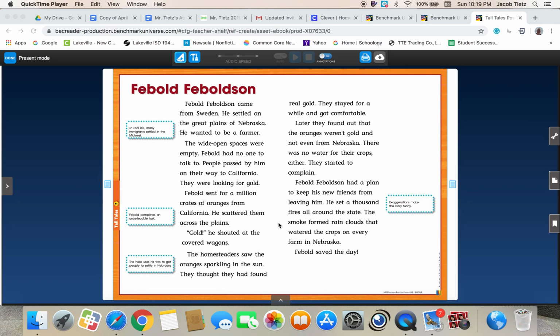I went over some of those features that make it a tall tale. What you will do is answer the questions on the graphic organizer, then you can relate it to this story when you do that. And that is it for the story.